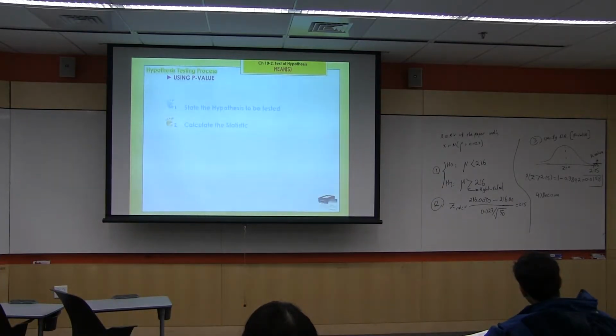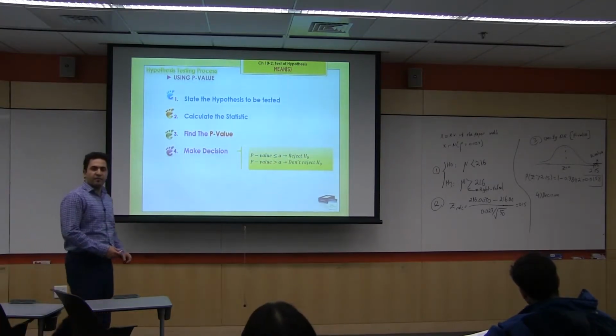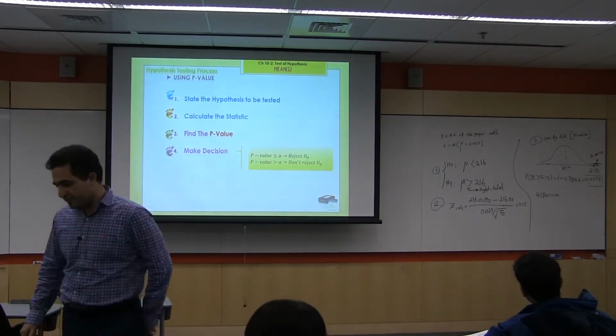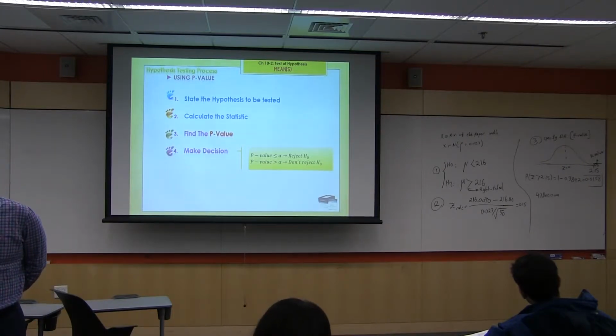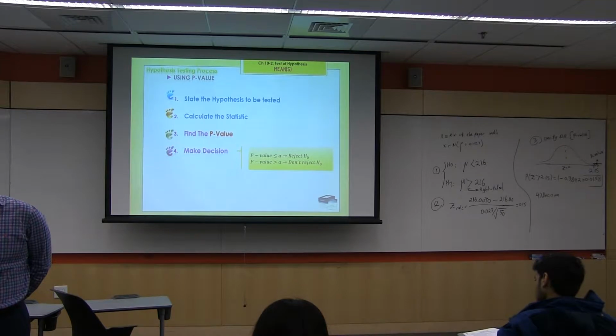You actually can see on the bottom of your handout. It says, P is low, null must go. If the P value is low, the null has got to go. Which is pretty simple to memorize.